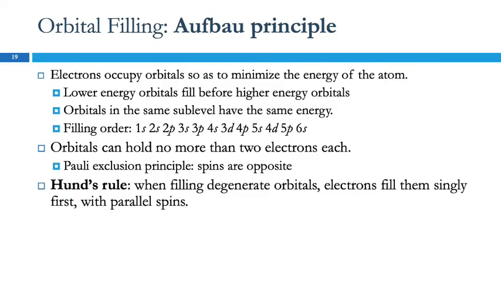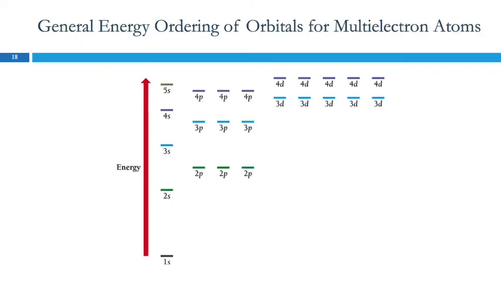So the electrons occupy these orbitals to minimize the energy of the atom, so they're always going to go into the lowest energy orbitals first. If we look at orbitals in the same sublevel, they have the same energy. So let's go back here. What we're talking about there is these are 3 orbitals in the 2p sublevel. They have the same energy. Up here, this 4d sublevel has 5 orbitals. They're all the same energy.